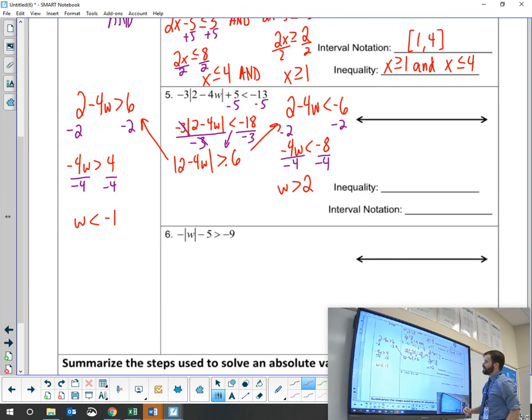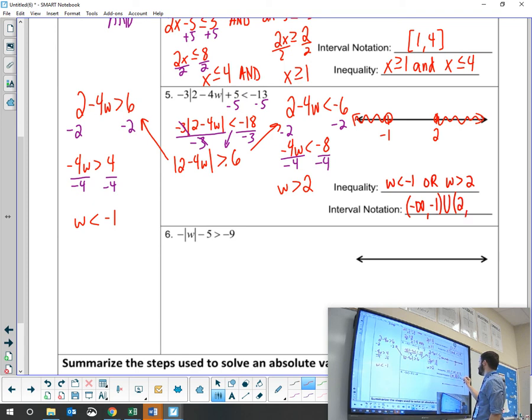So we're going to put our point down here. I'm going to put a point at negative 1. We're going to leave it open. I'm going to put a point here at 2 and leave that open. It's going to be less than negative 1, and it's going to be greater than 2. So my inequality is going to be w is less than negative 1 or w is greater than 2. And as interval notation, it is negative infinity to negative 1 union 2 to positive infinity.